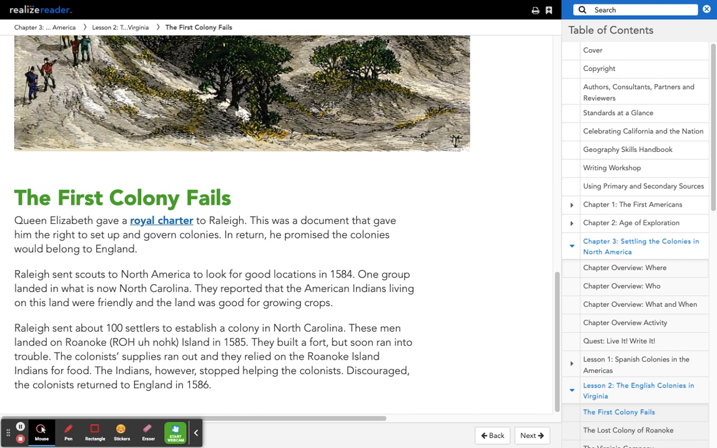Raleigh sent about 100 settlers to establish a colony in North Carolina. These men landed on Roanoke Island in 1585. They built a fort, but soon ran into trouble. The colonists' supplies ran out, and they relied on the Roanoke Island Indians for food. The Indians, however, stopped helping the colonists. Discouraged, the colonists returned to England in 1586.